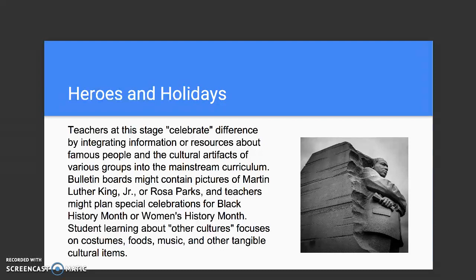Bulletin boards might contain pictures of Martin Luther King Jr. or Rosa Parks, and teachers might plan special celebrations for Black History Month or Women's History Month. Student learning about other cultures focuses on costumes, foods, music, and other tangible cultural items. Now, is this a bad thing? No. Is it the best we can do? No. The strengths of this stage are that the teacher is attempting to diversify the curriculum by providing materials and knowledge outside the dominant culture. And the Heroes and Holidays approach is fairly easy to implement, but it does have some weaknesses.